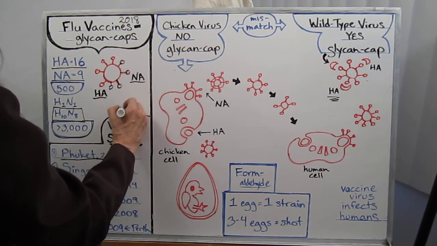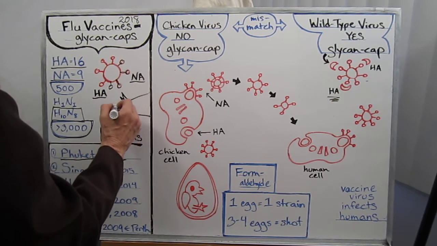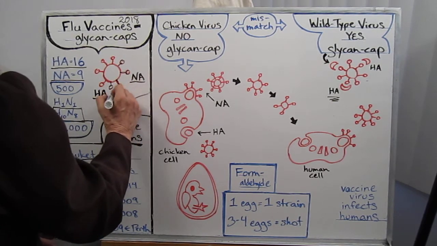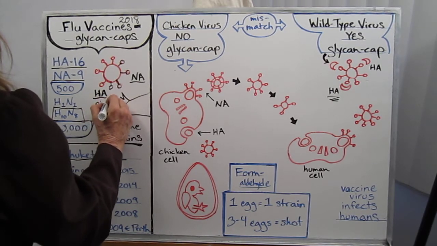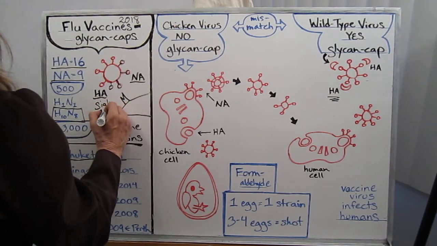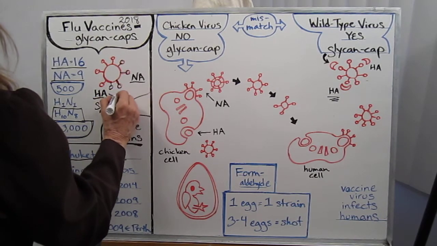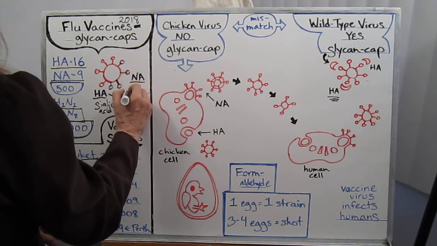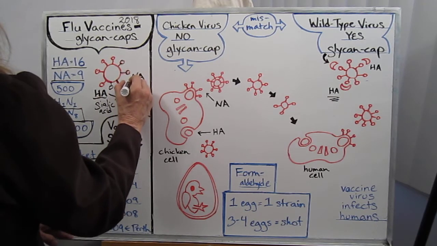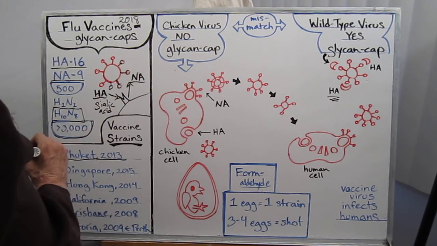It's very important. Here's a cell, and here is the portal it uses to get into the cell, which is called sialic acid. And it's the HA that binds to it, and then to leave, it needs NA to cut it off and release the new viruses budding from the cell.